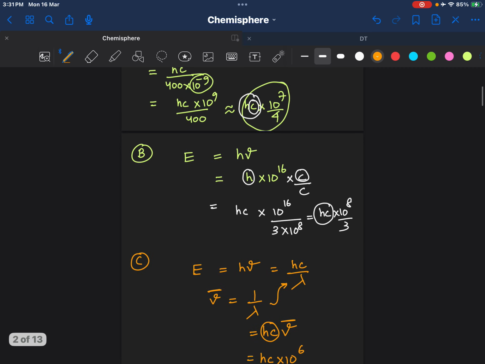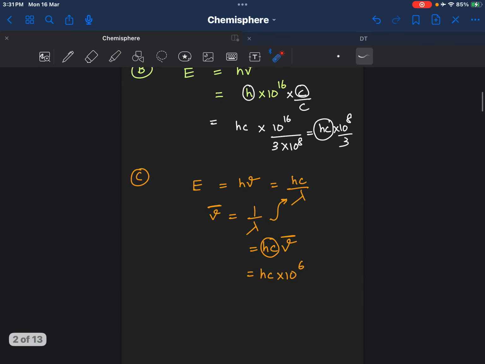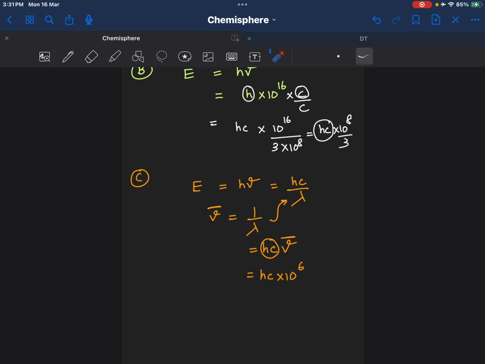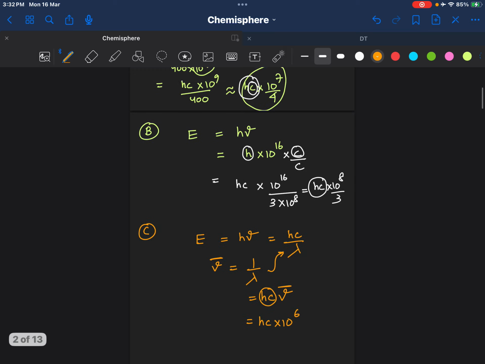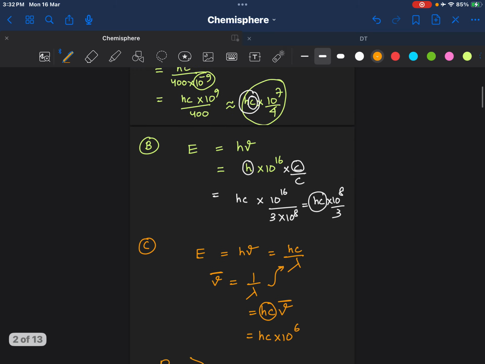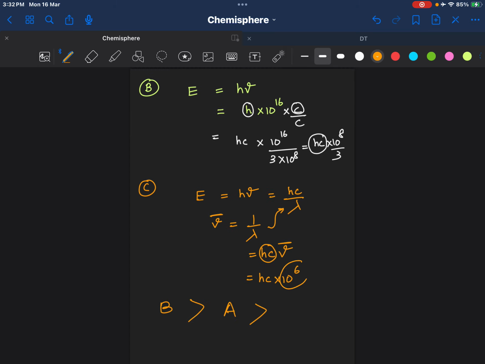In the case of B, the power is around 10 power 8. In the case of A, it is around 10 power 7, and in the case of C, around 10 power 6. We can compare them because all three contain the term hc. So we just need to check which number is greater. B is the greatest because it is 10 power 8 by 3. Then A has 10 power 7 by 4. And C is just 10 power 6. So the order is B, A, C: the energy of photon B is the greatest, then photon A, then photon C. Thank you.